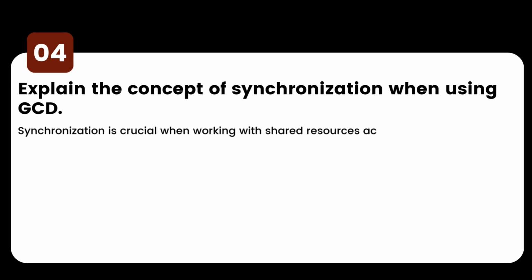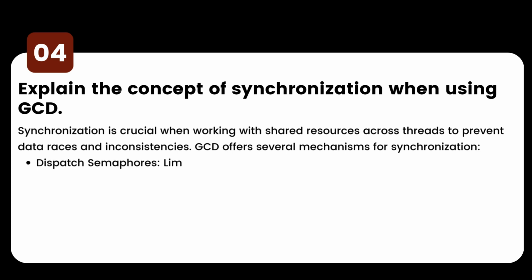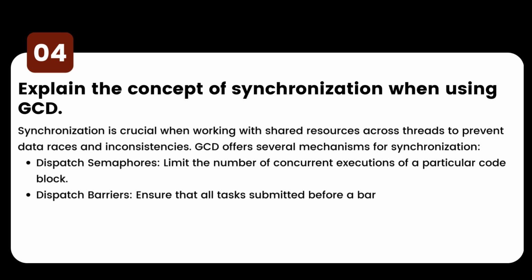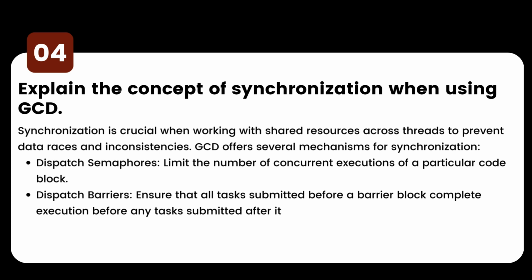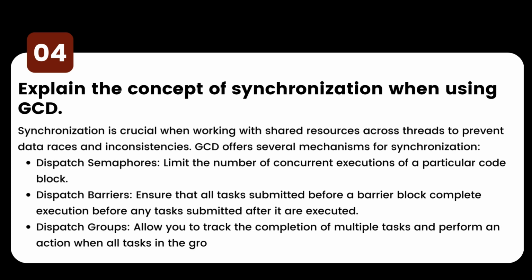Next, explain the concept of synchronization when using GCD. Synchronization is crucial when working with shared resources across threads to prevent data races and inconsistencies. GCD offers several mechanisms for synchronization. Dispatch semaphores limit the number of concurrent executions of a particular code block. Dispatch barrier ensures that all tasks submitted before a barrier block complete execution before any tasks submitted after it are executed. Dispatch group allows you to track the completion of multiple tasks and perform an action when all tasks in the group have finished.